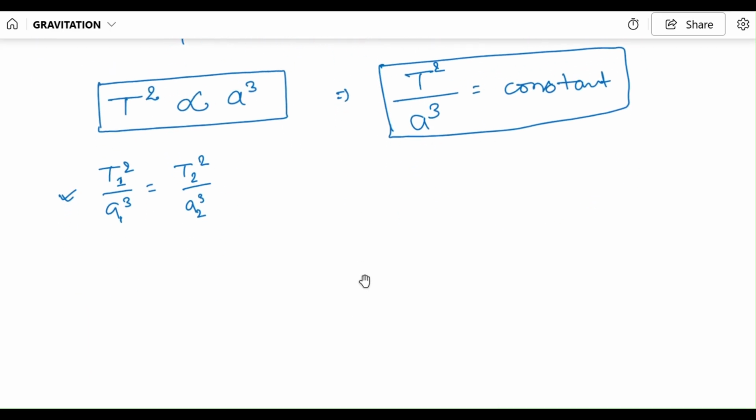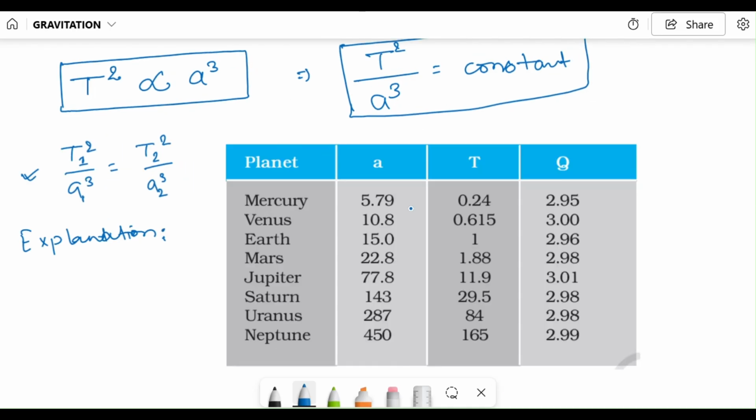So it will be a bit easier if you observe the data extracted. So I'm trying to bring that for you here. Okay. So here we have the data, and this is from your NCERT textbook. So you can see this is the length of the semi-major axis, this is the time period, and this is the constant here, Q. And you can see that it is coming nearly 3 units. So this constant C is nearly 3 units.